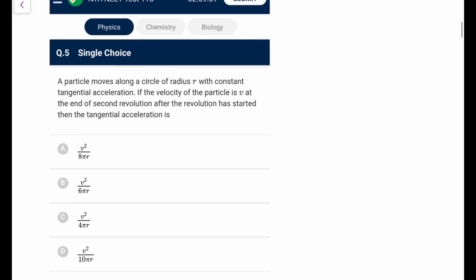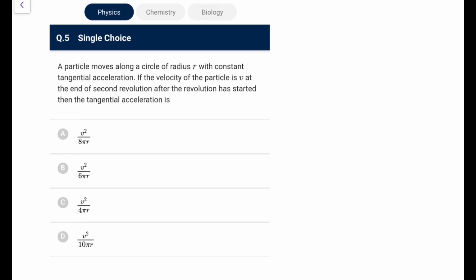Next: a particle moves along a circle of radius r with constant tangential acceleration. If the velocity of the particle is v at the end of the second revolution after the revolution has started, then the tangential acceleration is. So for tangential acceleration, you can treat it like a 1D motion.